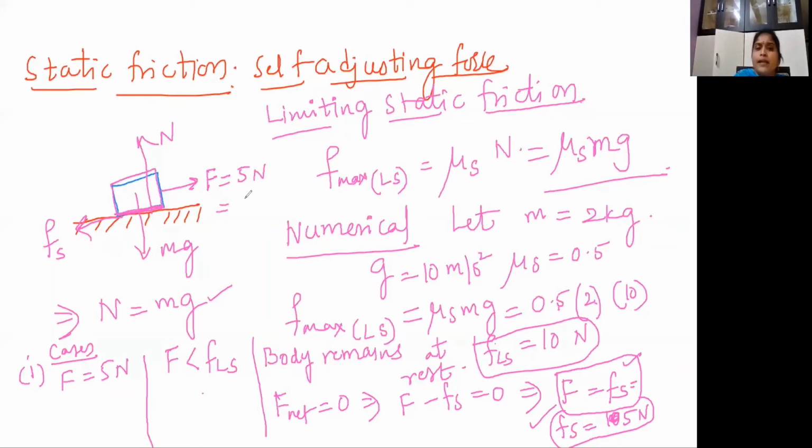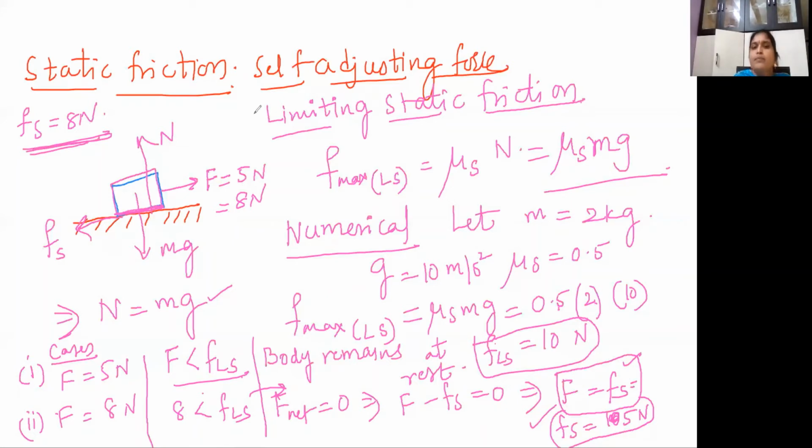Let us suppose I now apply 8 newtons. So now in the second case I applied 8 newton. Now we have to check with the limiting static friction. So 8 newtons is less than the limiting static friction, children. When 8 newtons is less than the limiting static friction, then also the same condition prevails. But now the friction is not 5. The frictional force is equal to 8 Newton, because the frictional force is adjusting along with the applied force.